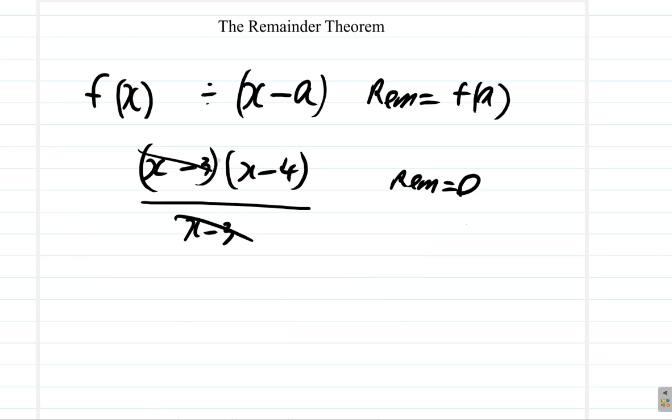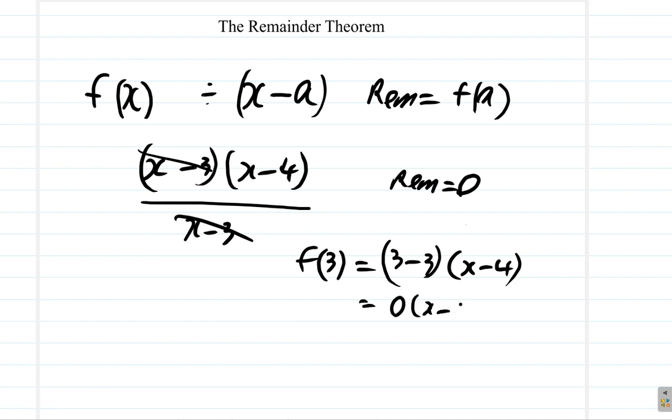Now, let's look at this thing again. Here, we see that if you put in f of 3, what you would get is 3 minus 3 times x minus 4, which is 0 times x minus 4. The answer is 0. So if you find f of 3, if you divide by x minus 3, the remainder will be f of 3. F of 3 is 0. Alright, the remainder is 0, as you see here. You see that?